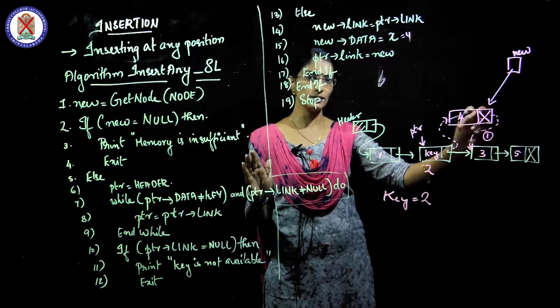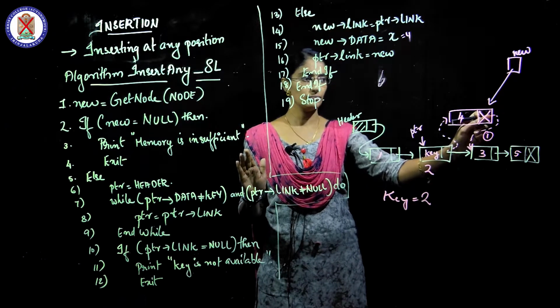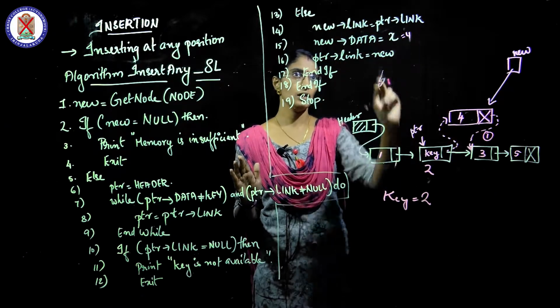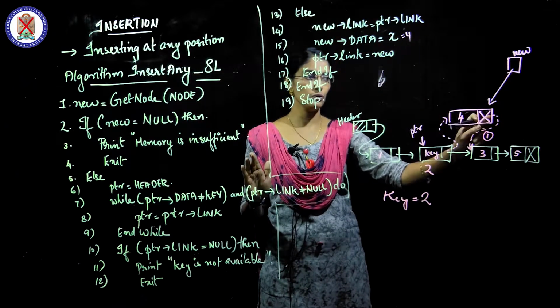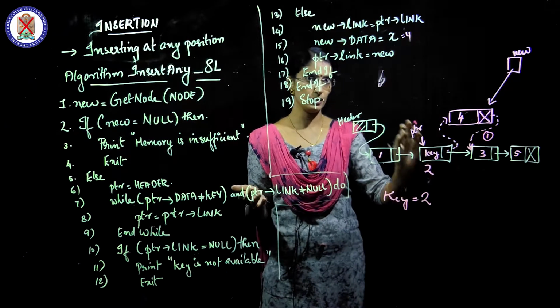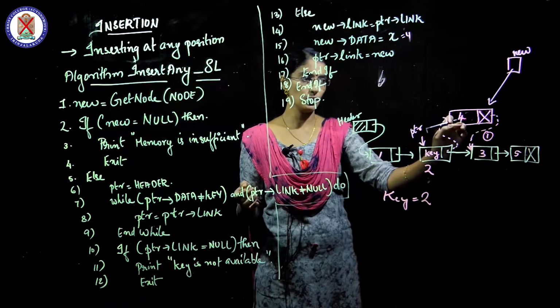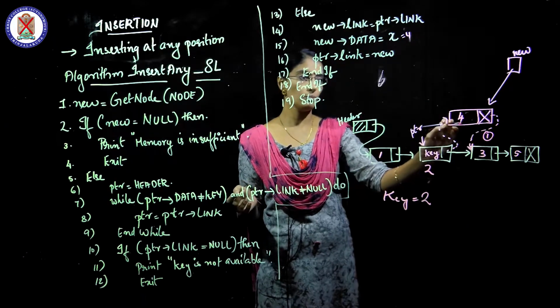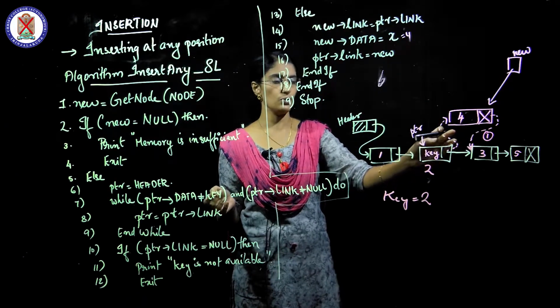Then the new link part is given to the new node. So this statement, the link part of the new node contains the address of PTR link part. Now the data is given to the new node. Now PTR link should point to the new node, so it has the value new.